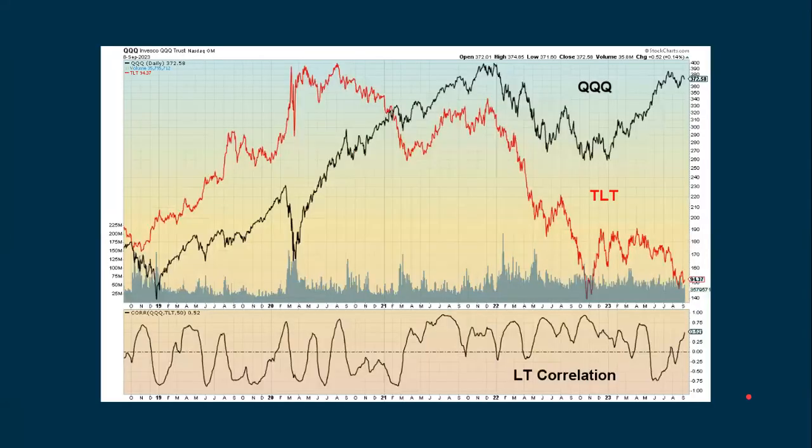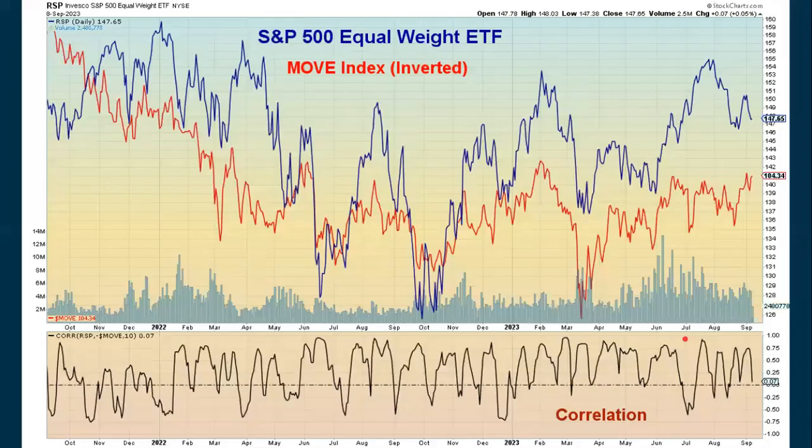Then we look at the QQQs, which is the NASDAQ 100, and compare it to the TLT, which is the long-term bond. They're having more or less a tendency to go in the same direction. Stocks have been having problems and bond prices have been having problems. That's why we're seeing this correlation get stronger. Then we look at the equal weight S&P 500 ETF, and then we take the MOVE index, which measures the volatility of bonds, and then we invert it to see if we can get any insight from this. And no, right now we're neutral.